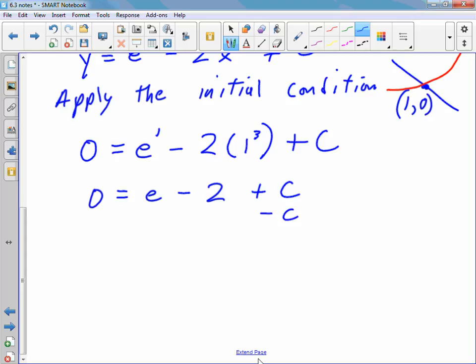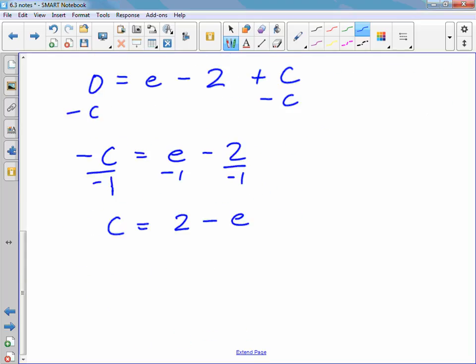Okay, minus C. That's cool, minus C. So we get negative, the opposite of C equals e minus 2. And then divide by negative 1. Okay, everything. Yeah, they'll probably go 2 minus e is what you'll get. Okay, so then, bring it home, Mariah, you're on a roll. y equals.